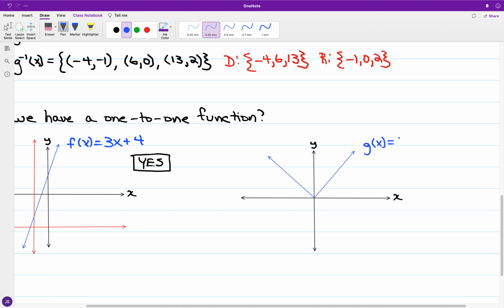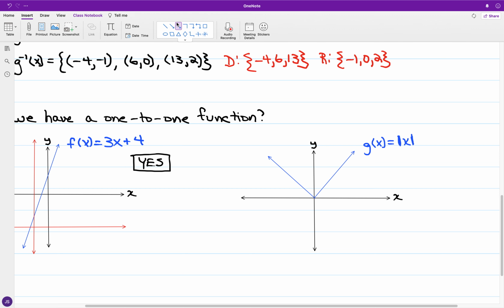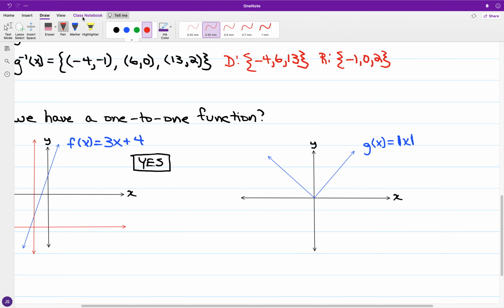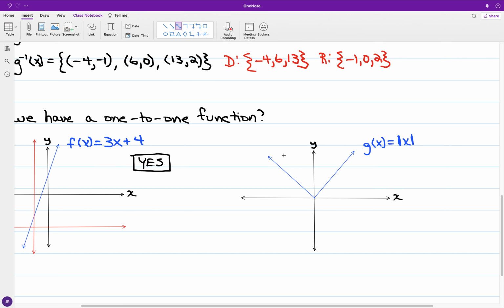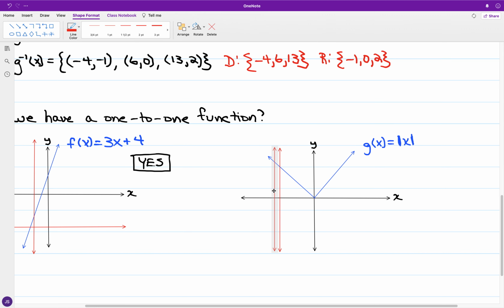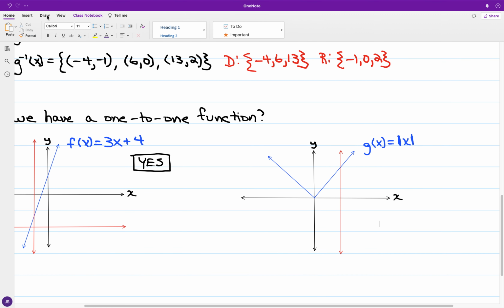is equal to the absolute value of x. Again, the absolute value of 0 is 0, absolute value of a positive is a positive, absolute value of a negative is going to be a positive. Now in terms of testing out, first of all, we're going to have the graph of g of x to be a function. It does satisfy the vertical line test.